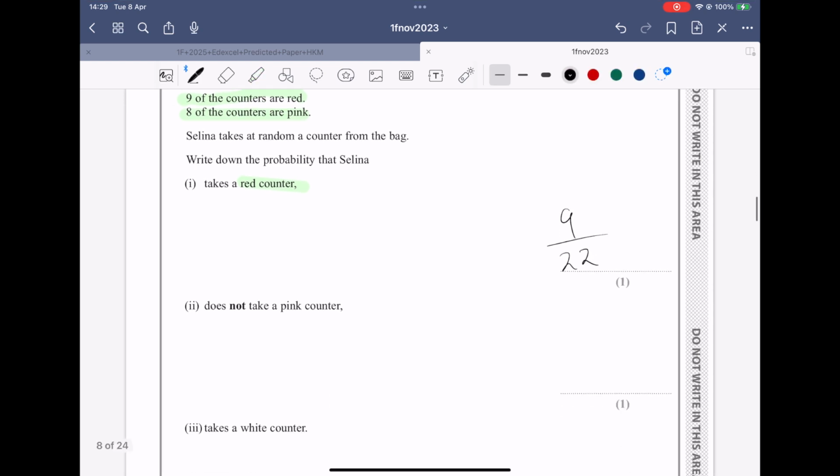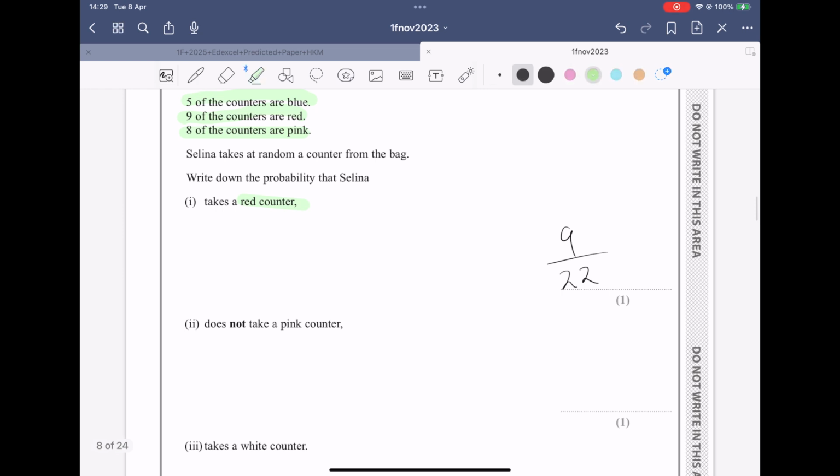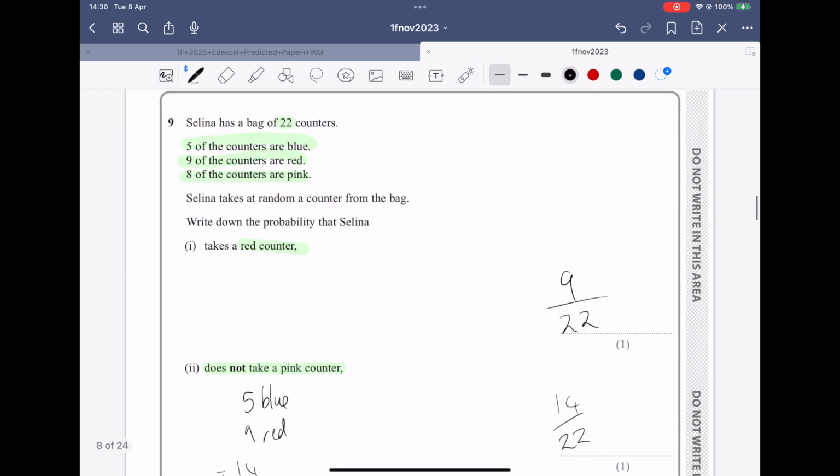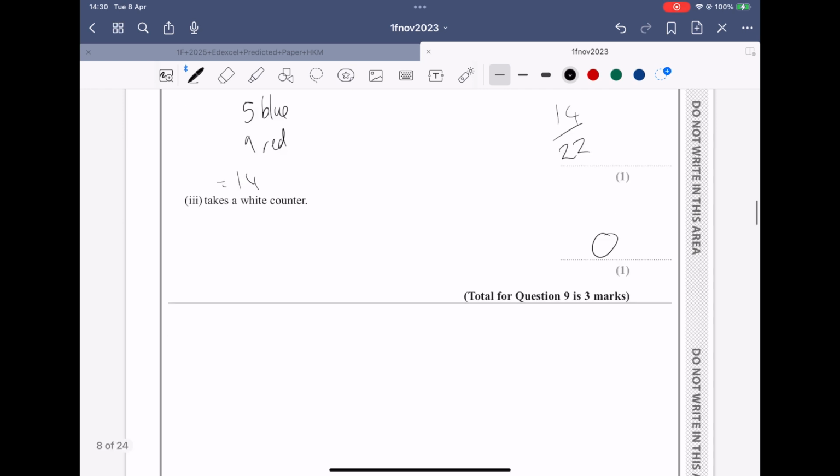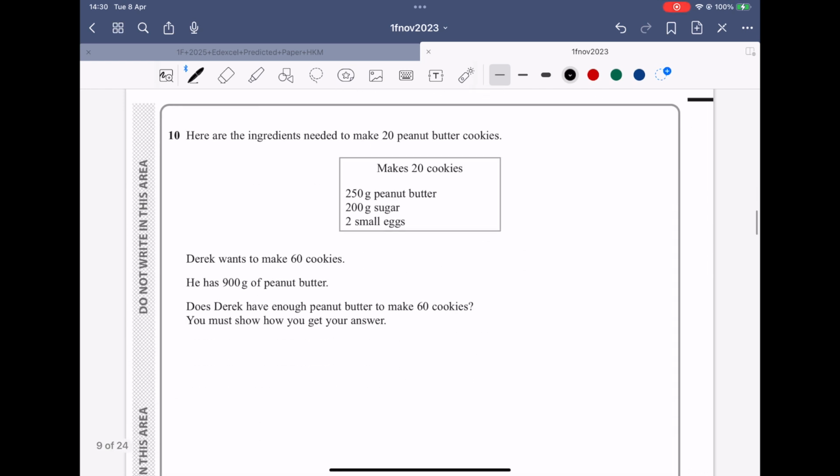Probability she doesn't get a pink one, so does not get a pink, that basically means she's getting a blue or a red. Well, there are 5 blue, 9 red, so combined 14. 14 out of 22. And last one takes a white counter. Well, we're not going to get tricked by that, there aren't any. So 0, sorry, that's 0. There aren't any, alright?